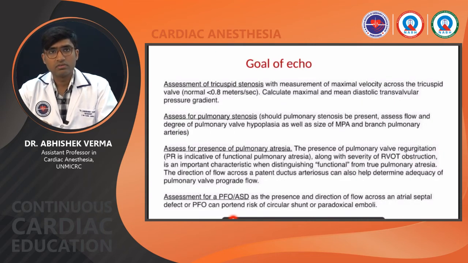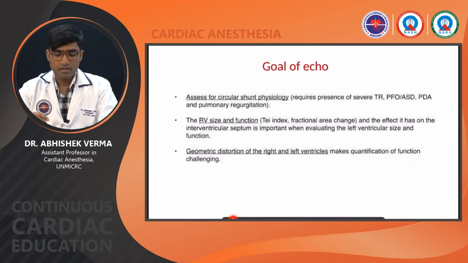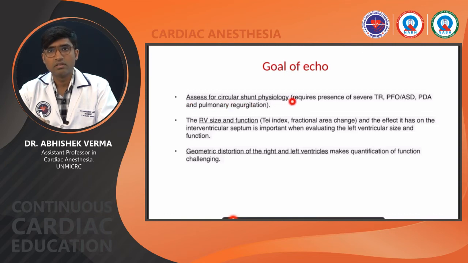Next, we also see whether there is tricuspid stenosis, pulmonary stenosis, pulmonary valve hypoplasia, and the size of the MPA and the branch PAs. Also see whether pulmonary artery atresia is present or not, and whether a PFO, ASD or PDA is present, then we have to know. Lastly, assess for circular shunt physiology, which requires the presence of severe TR, PFO, ASD, PDA or pulmonary regurgitation.